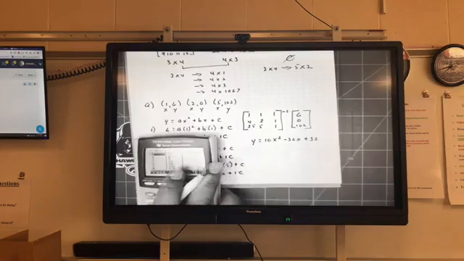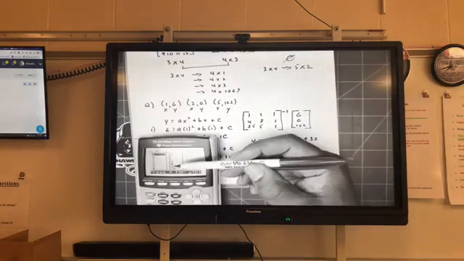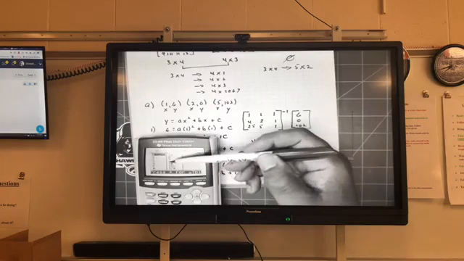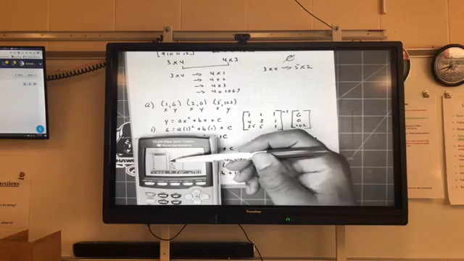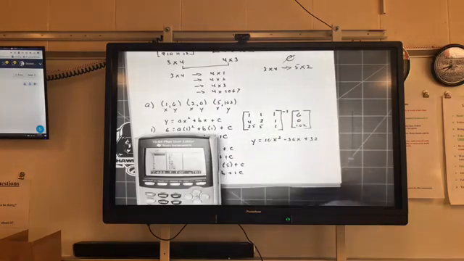Remember those 3 points we started with? Find those points in here and see if they match up. When x is 1, y is 6, so that's good. When x is 2, y is 0, so that's good. When x is 5, y is 102, so that's good. So this equation checks. Pretty simple, isn't it?